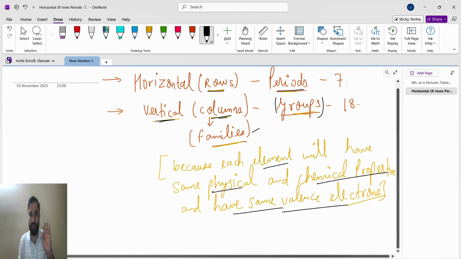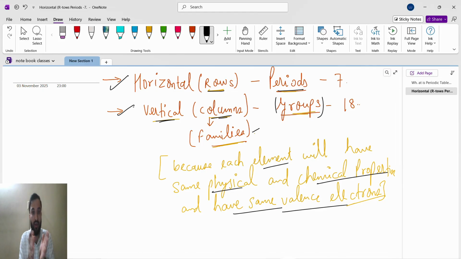So that's why each element in the period will have different physical and chemical properties, and they do not have the same valence electron. This is very important: why is the vertical column called groups or families, and why is the horizontal row called a period? It is asked in exams. In groups of friends or families, we have certain rules and regulations. So each element follows the same physical and chemical properties and has the same valence electron in the group or family. So if you learn one element, the whole group or family becomes easy to remember.